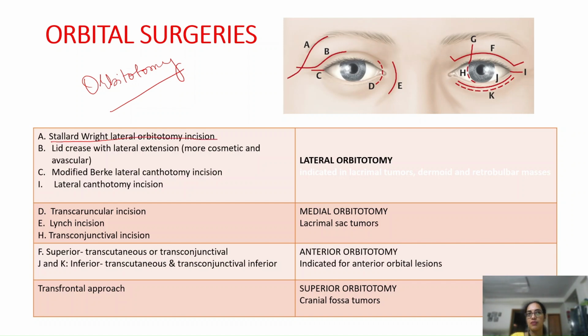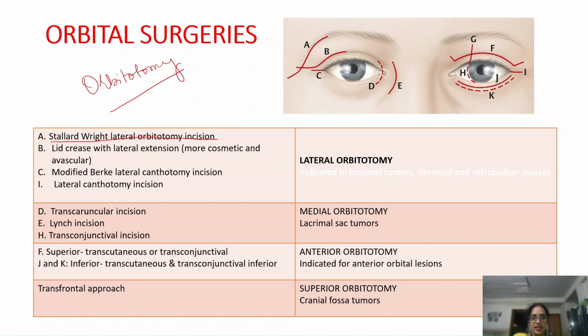Okay, now we are moving more towards scarless surgery. So we want more cosmetic surgery. So a lid crease incision is the most common preferred incision these days. So B is the lid crease incision with lateral extension. Then the modified Berke's lateral canthotomy incision is shown by C, and lateral canthotomy is a longer incision that is shown by I here.